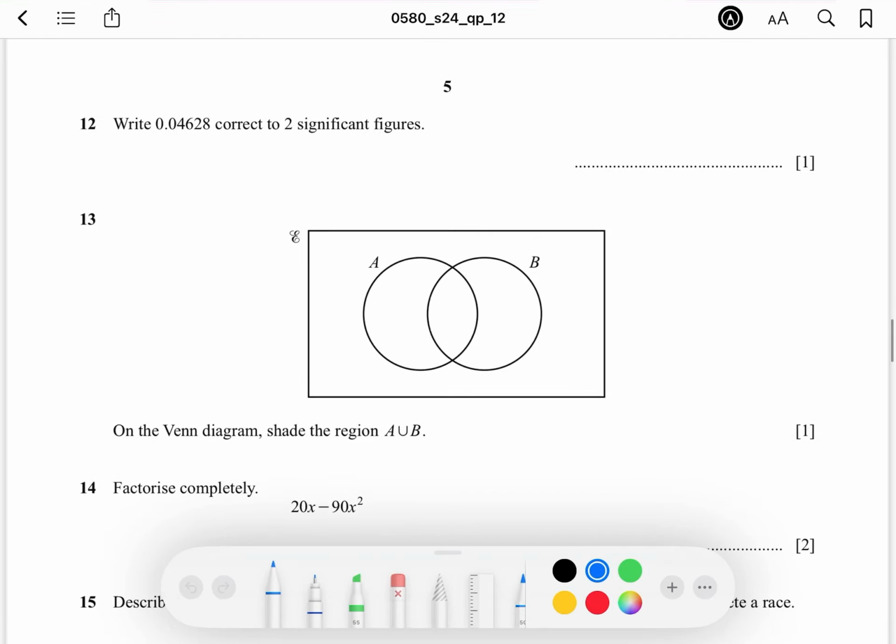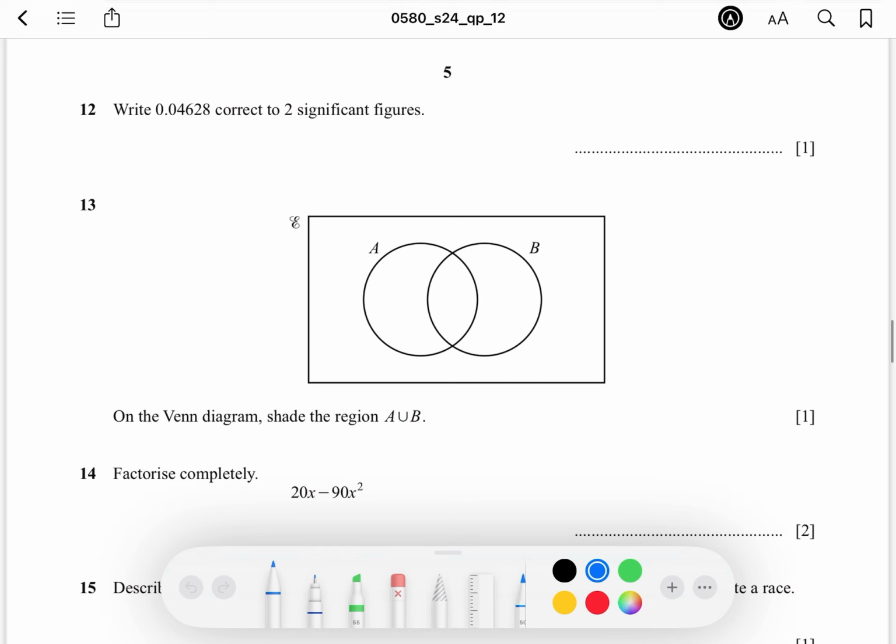Bismillahirrahmanirrahim. Let's move on to the next question. It says, write 0.04628 correct to two significant figures. So the two significant figures that we need is just 4, 6.